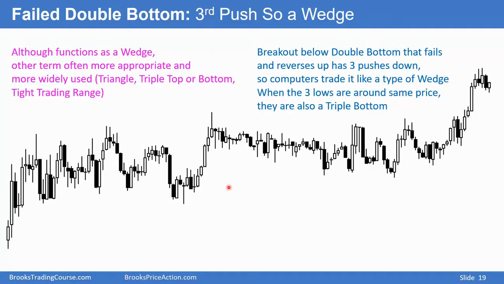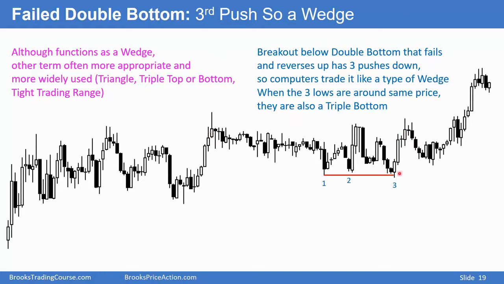I mentioned earlier, a breakout above a double top that fails is a wedge top. If you have a double bottom in a bear breakout and it reverses up, you have 3 pushes down. Computers will treat it like a wedge. Here we have an attempt at a double bottom, and we have a bear breakout. 3 pushes down, 1, 2, 3. To me, it's functionally the same as a wedge. I could have drawn a line across here. You can call it a triangle, you can call it a wedge, but it's the same forces that a wedge has, 3 pushes down. So if you get a breakout below a double bottom and it reverses up, it functions the same as a wedge, and you look for a reversal up.